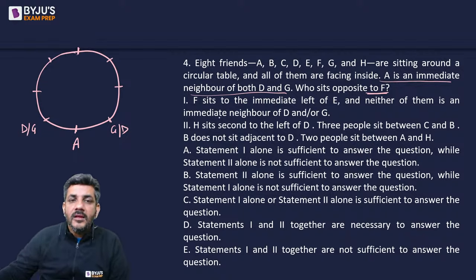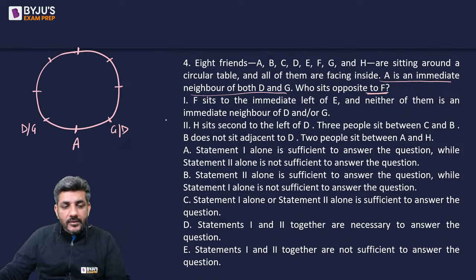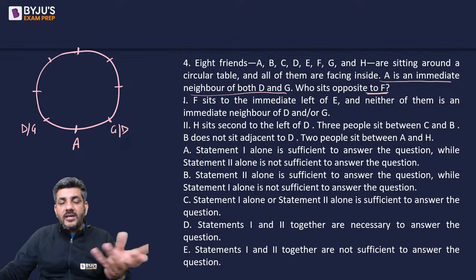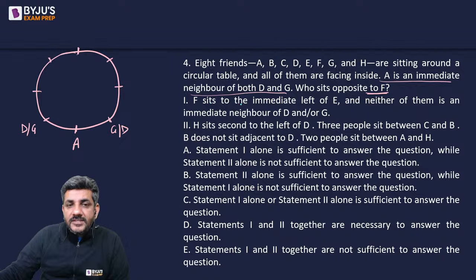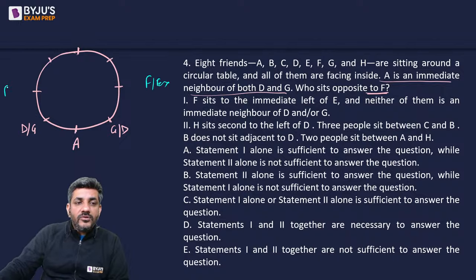What next? Let's try with statement number 1. So I'll try that with some other color so that we can remove it when not required. H sits to the immediate left of E and neither of them is a neighbor of D and or G. So F or E should not be here.